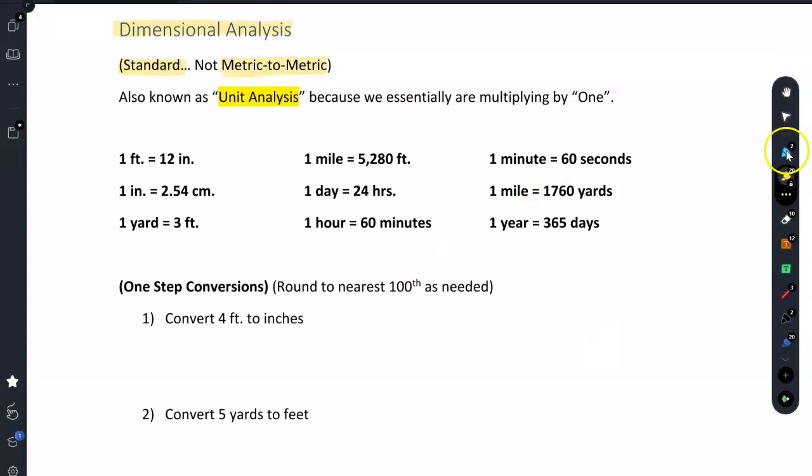Dimensional analysis is also known as unit analysis, and that's because the word unit derives from the word one, and we're essentially just multiplying by one. And I'll get into that in 1 second. Actually, let me go ahead and get into that now.